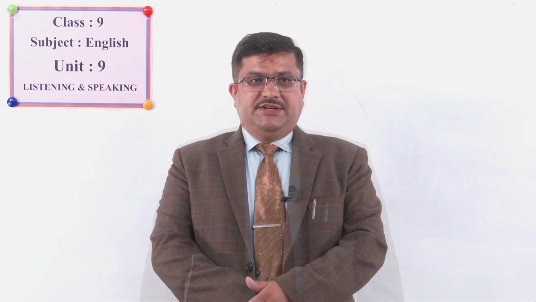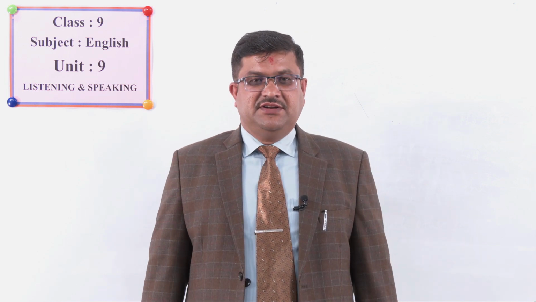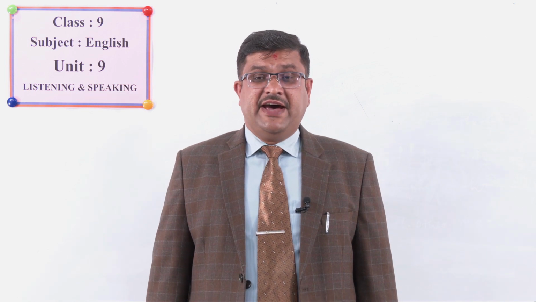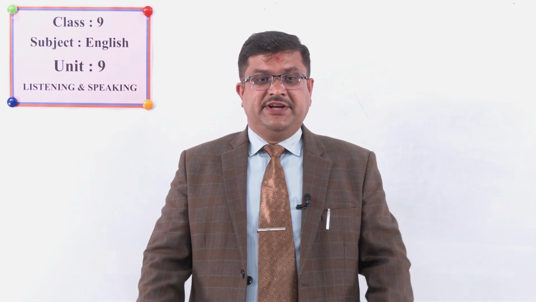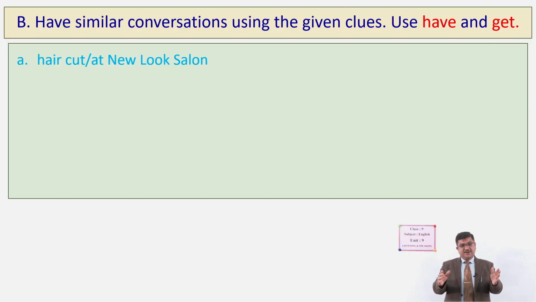Now, dear student, we have a similar conversation using the given clues, use of have and get. Look at the following conversation and practice. Are you all ready? Excellent. Now we have number A, haircut at New Look Salon. This is what? The condition. So what do we do in this condition, when we go to the salon, and we have the clue haircut. So now let's go.